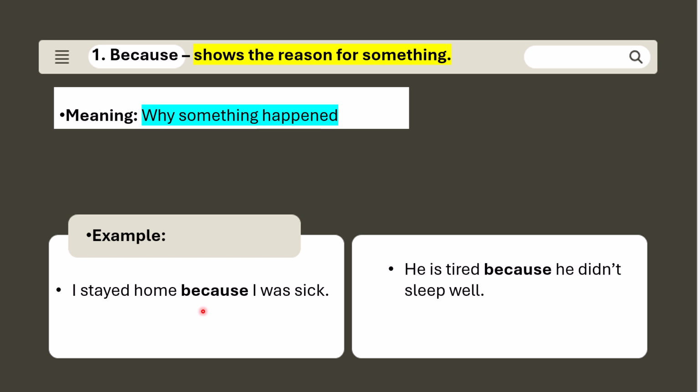Let's look at the other example. He is tired because he didn't sleep well. Why is he feeling tired? Because he didn't sleep well. So why something happened? Because of something, there is a reason for it. So for this purpose, we use the subordinating conjunction because. Let's move on to the next part.